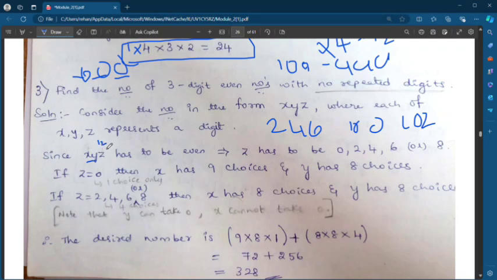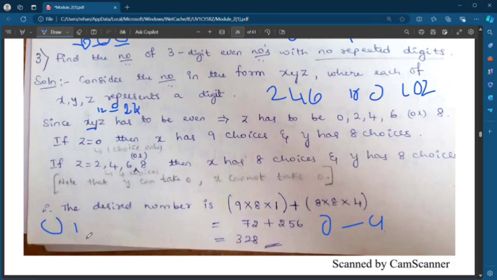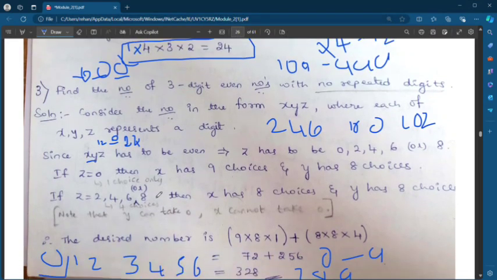For example, 1 2 was there, and in the last place it can be 0, 2, 4, 6, 8. So if z equals 0, then x has 9 choices and y has 8 choices. If I write 0, 1, 2, 3, 4, 5, 6, 7, 8, 9 and take 0, then from 1 to 9 only 8 are left.